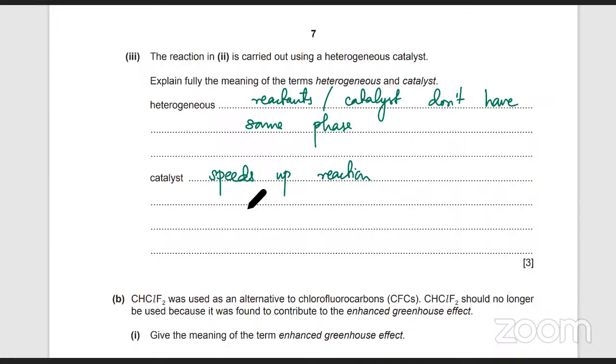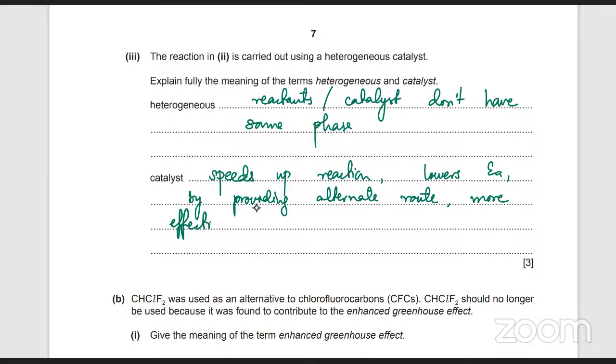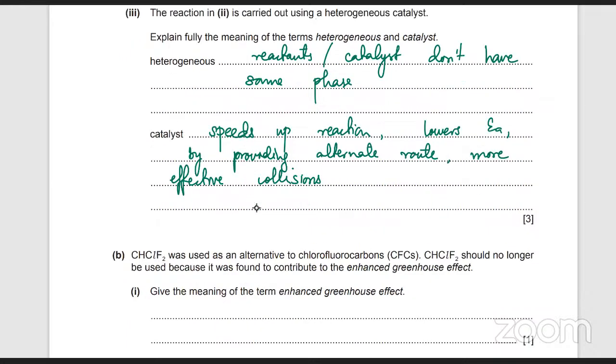That's your explanation. So it says explain fully the meaning of the term catalyst, right? First, the meaning of a catalyst is something that speeds up the reaction. How does it do that? It lowers activation energy. Explanation: it lowers activation energy by providing an alternate pathway, which is why you're going to get more effective collisions. That's the next part.